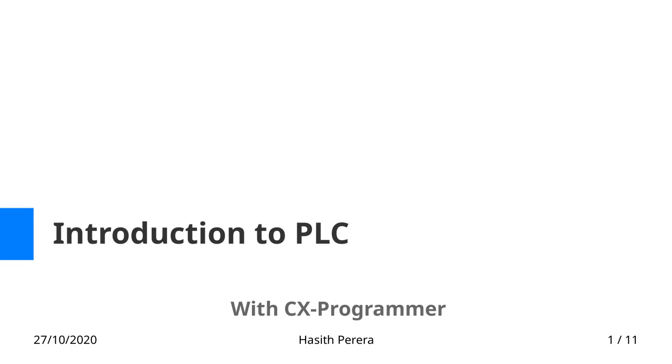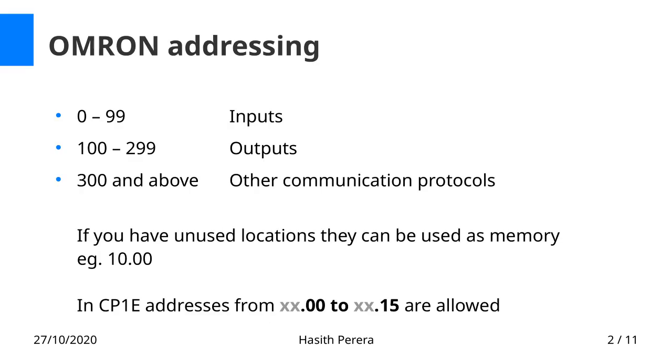Now let me start by reminding about the addresses in Omron. As you can see here, addresses from 0 to 99 can be used as inputs, and addresses from 100 to 299 as outputs, and anything above 300 will be reserved for advanced communication protocols. For example, if you have some human interface devices, those will use addresses above 300 and so on.